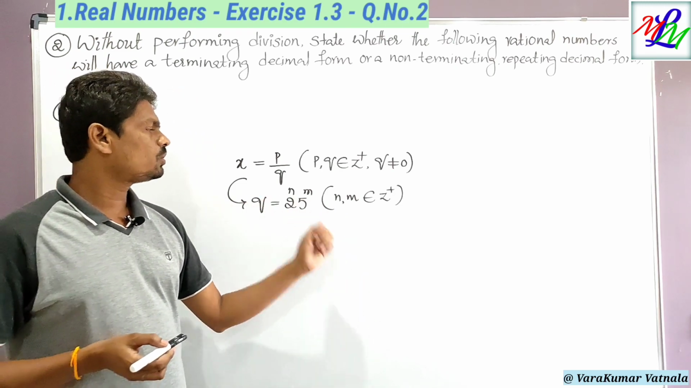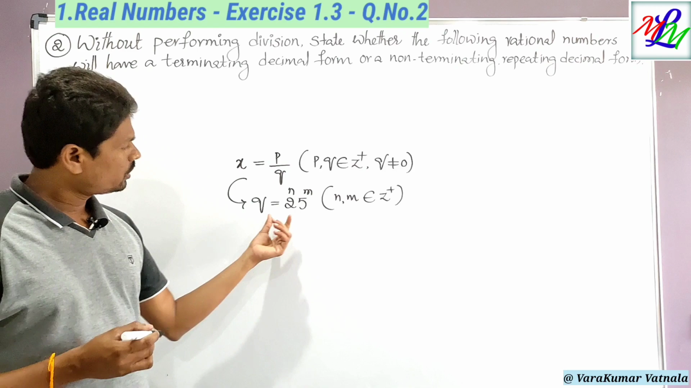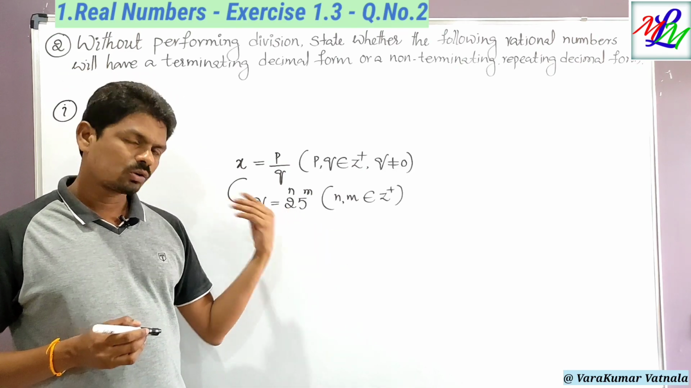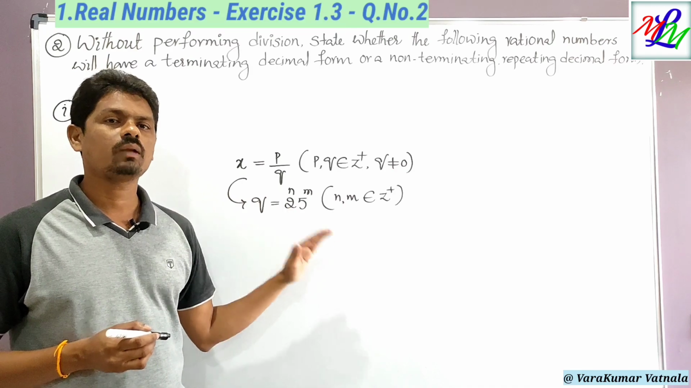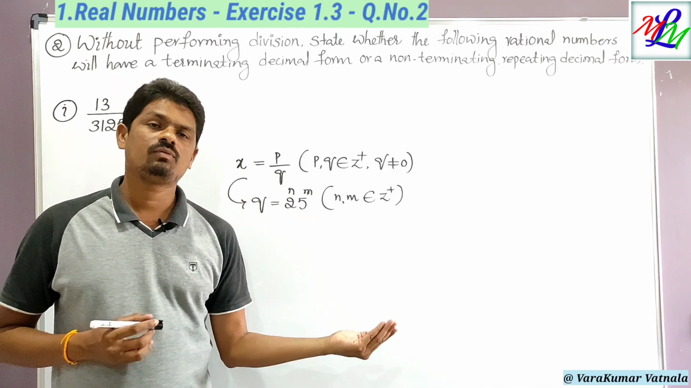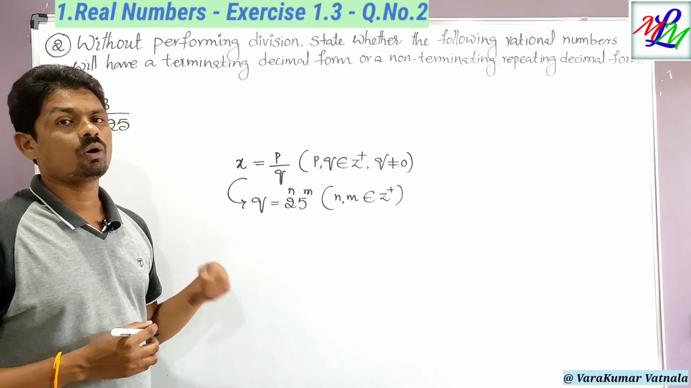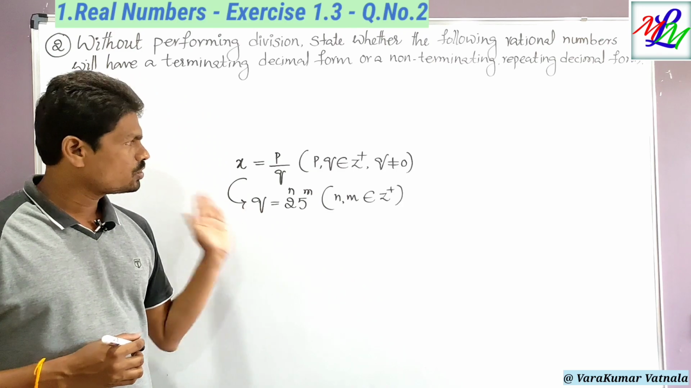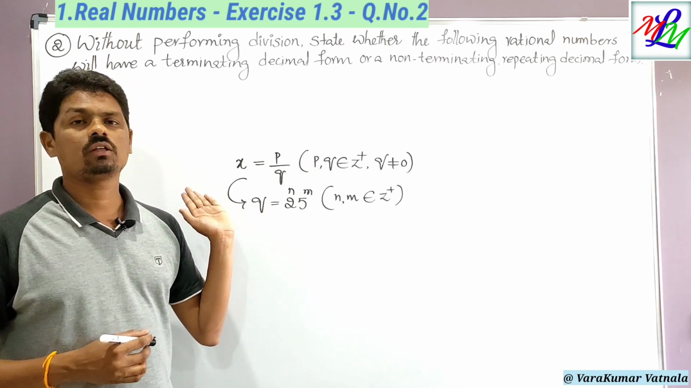So q is equal to 2 to the power n into 5 to the power m. So either q is equal to 2 to the power n, or 5 to the power m, or 2 to the power n into 5 to the power m. Then we can say x will have a terminating decimal form. Otherwise it will have a non-terminating repeating decimal form. So that you have to remember before going to solve the problem.